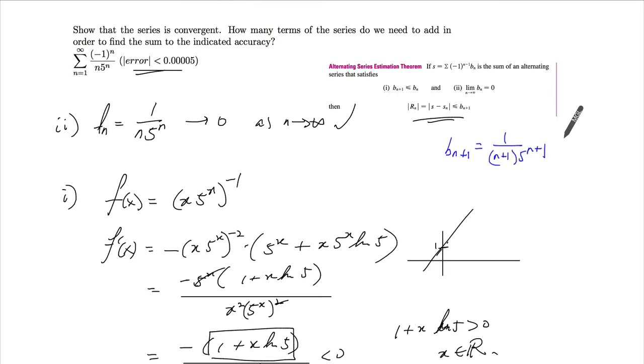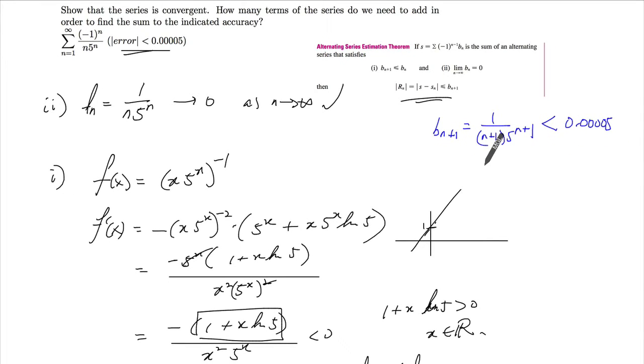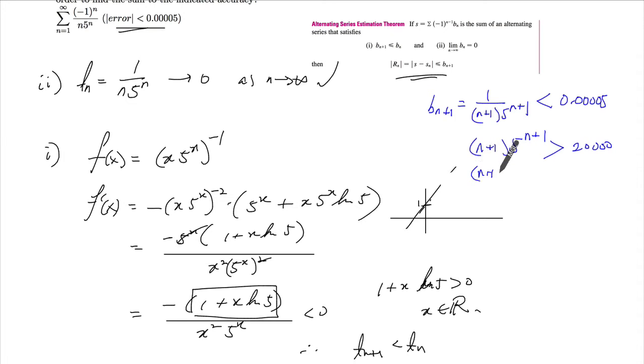Okay, so we want this to be less than 0.00005. Which means n plus 1, the reciprocal of this, 5 to the power of n plus 1, needs to be greater than the reciprocal of that. Okay, which is 20,000. Okay, so this here is 5 to the power of n times by 5. Divide both sides by 5, and you have n plus 1, 5 to the power of n.